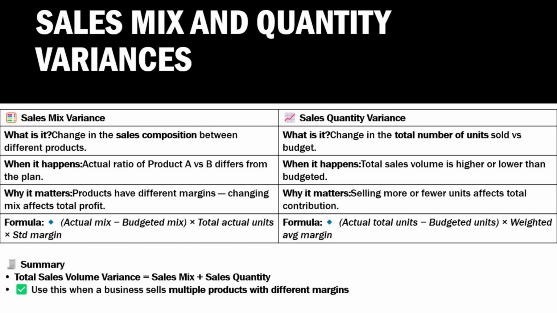Next, we have sales mix and quantity variances. These show how selling products in different proportions or volumes affects total profit. Sales mix variance shows the effect of a change in sales proportions. Sales quantity variance shows the effect of a change in total units sold. Together they form the sales volume variance.